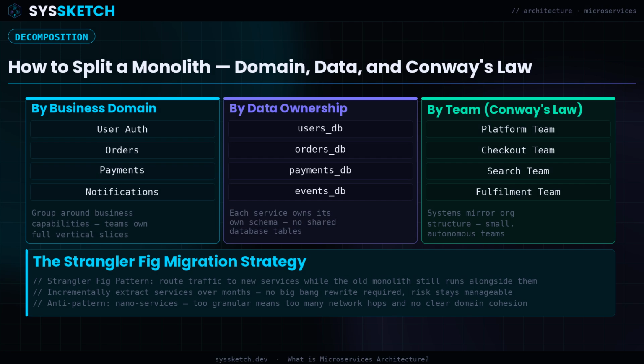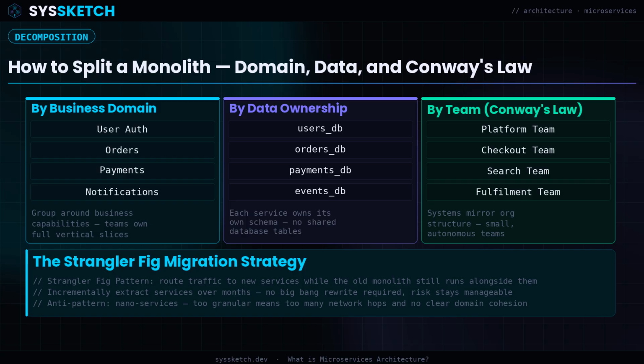How do you actually split a monolith into services? There are three common strategies. The first is decomposition by business domain. You group code around business capabilities, so you get an order service, a user service, a payment service, a notification service. Teams own full vertical slices of the product.